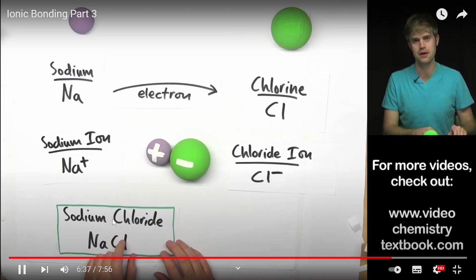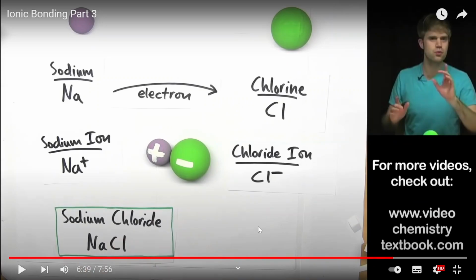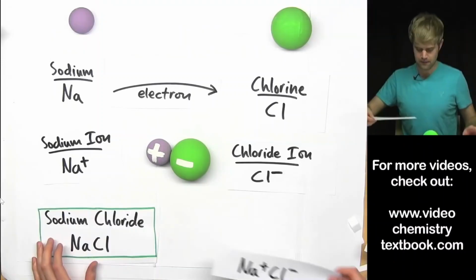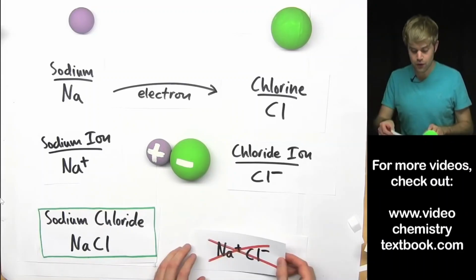Now, here's one common mistake that people make that I don't want you to make. They're writing the formula for sodium chloride and they see that this has a positive charge and this has a negative charge, so often they'll write it as Na+, Cl-. Now that's not right. Don't do it.